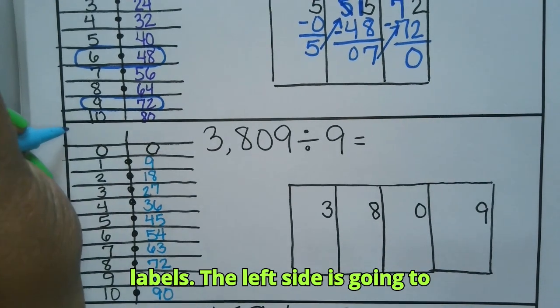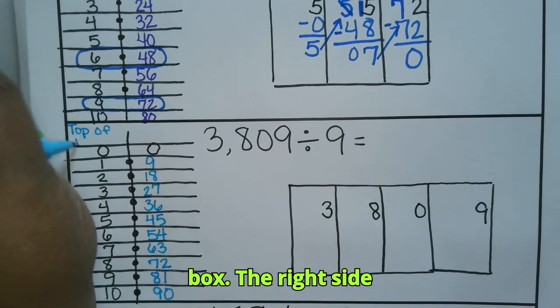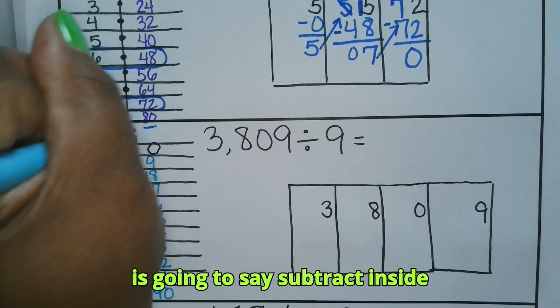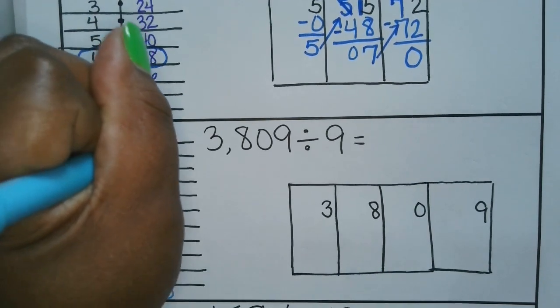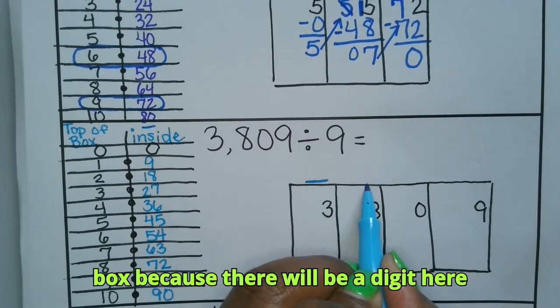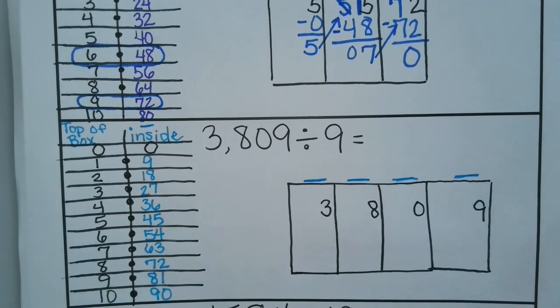And our labels, the left side is going to say top of box. The right side is going to say subtract inside. Don't forget about your blanks above each box because there will be a digit here, even if it's 0.